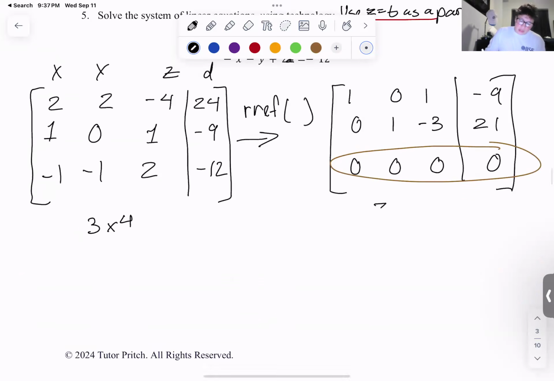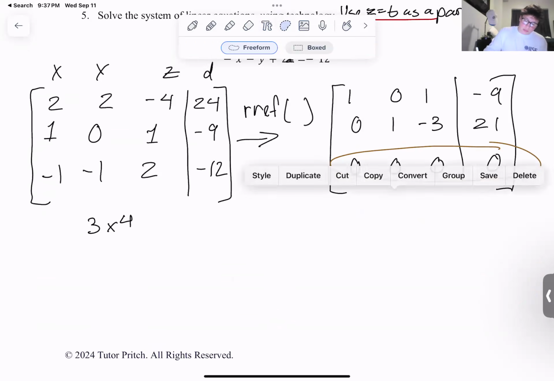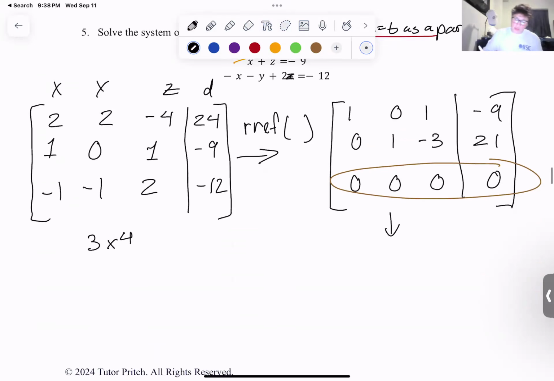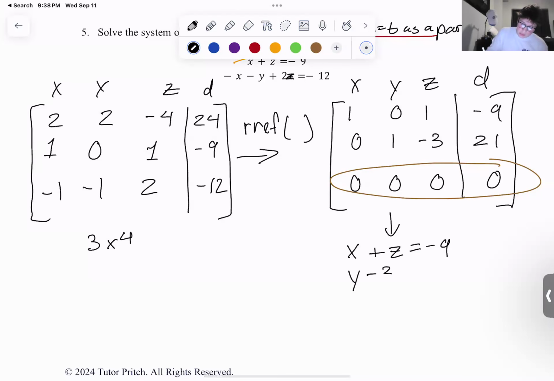So what this means right here is we're going to use z equals t. But before I do that, I'm going to turn the matrix, not the equation, back into a system of equations. So remember what each of those represent. The first equation is x plus z equals -9. The second equation is y minus 3z equals 21. And the last equation, the way we're going to represent it, is z equals t.